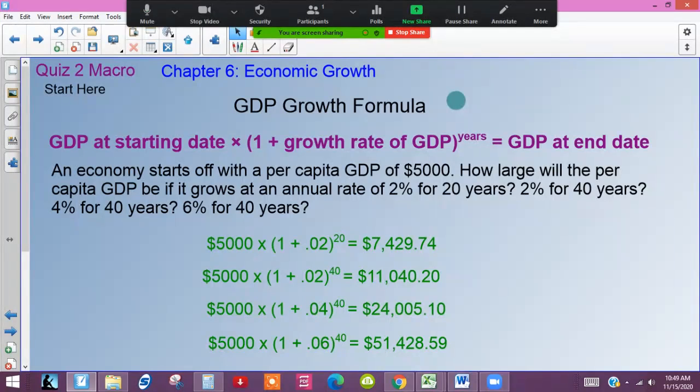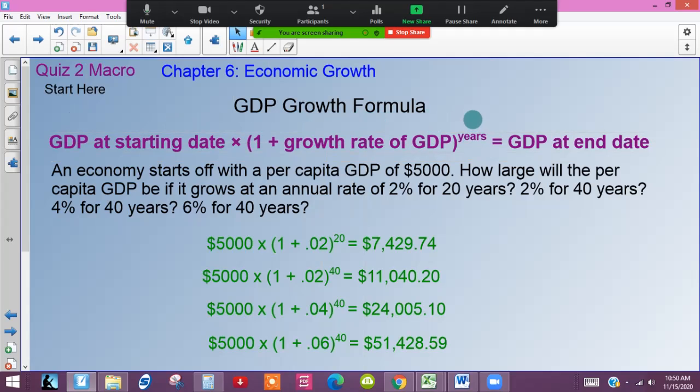the growth formula, which is the GDP or whatever the quantity is that you're measuring for growth. But in this case, it's GDP per capita. So we take the GDP per capita at the starting date, multiply by 1 plus the growth rate of the GDP, and then we raise that to the power of the number of years that you're looking at the growth.